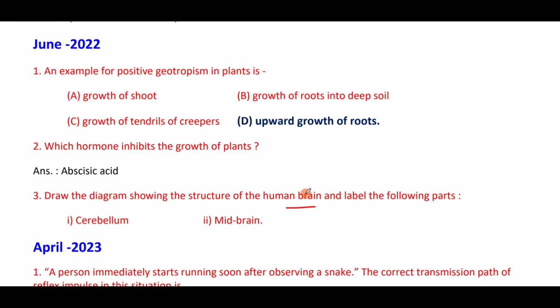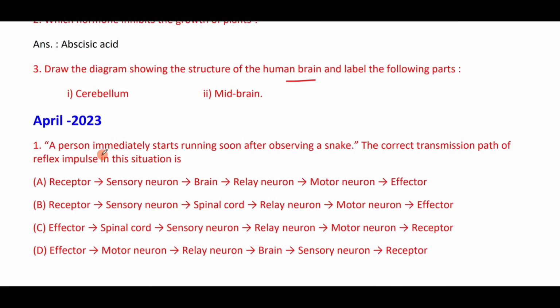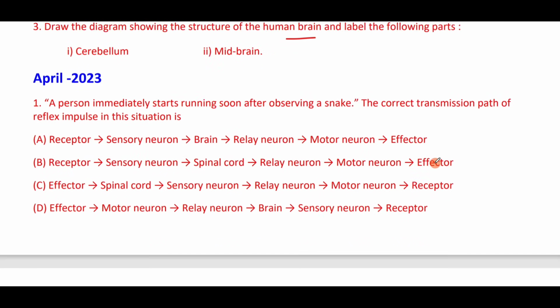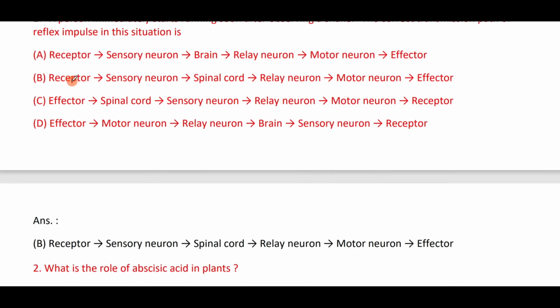Dear students, by this revision you'll be able to understand which question and which concept has been repeated in the examination. Do try to concentrate more on it. A person immediately starts running soon after observing a flame. The correct transmission path of the reflex impulse: correct answer is option B, from the receptor to the sensory neuron, to spinal cord, to relay neuron, then motor neuron, then effector. Therefore, the correct answer is option B.